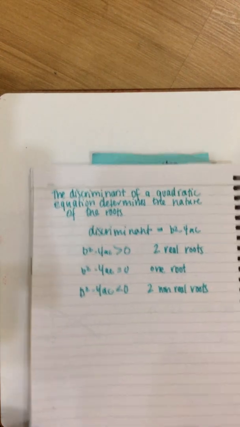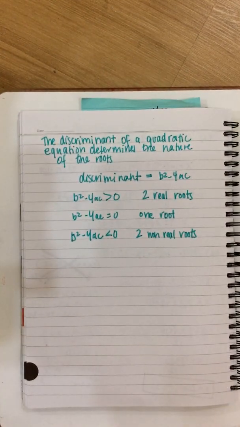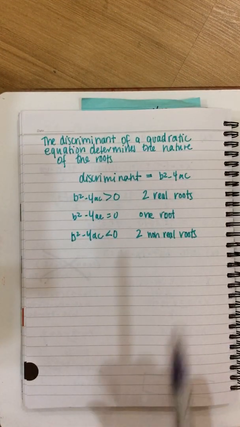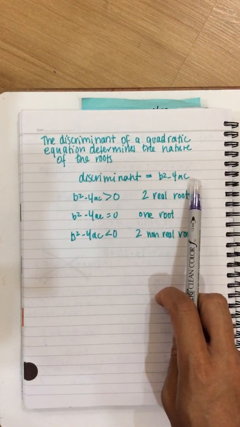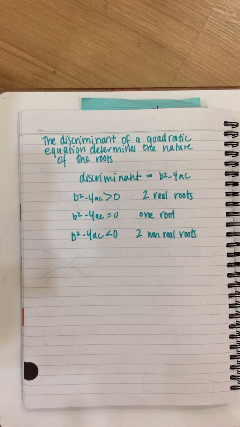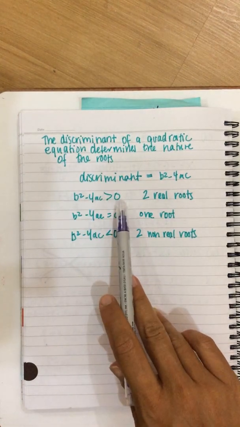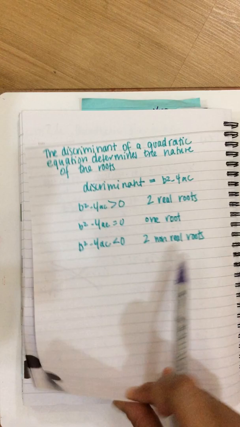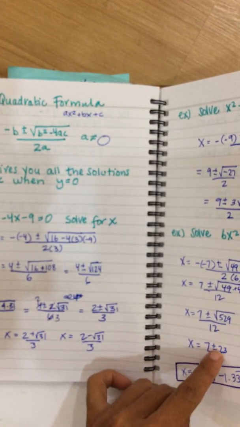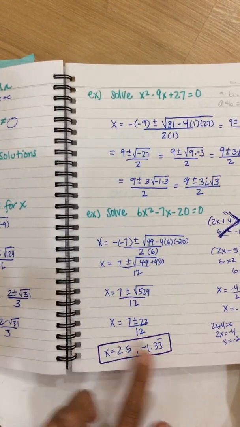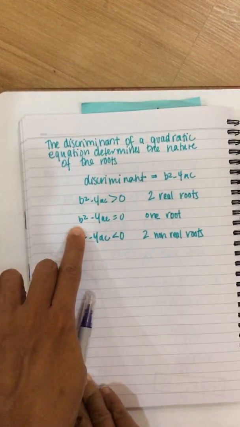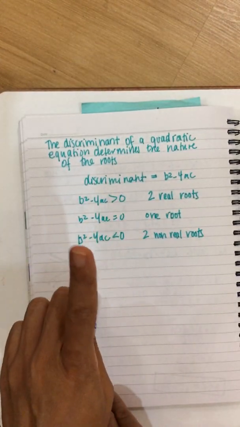Last one. The discriminant of a quadratic equation determines the nature of the roots. So remember the discriminant, I kind of mentioned it in the beginning, is the thing under the square root, b squared minus 4ac. So you'll start to notice some patterns, is that when your discriminant is greater than 0, you have two real roots. So like in our last example, our discriminant came out to have a value of 23. It was positive. So we had two real roots, two real numbers. Okay? If your discriminant equals 0, there's just one root.